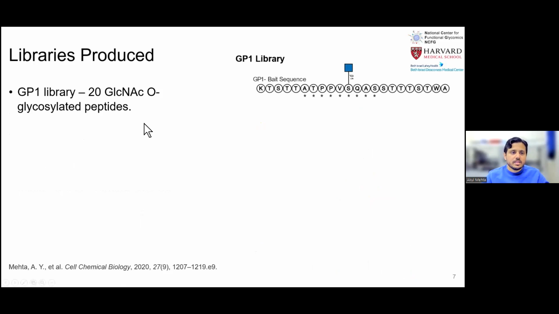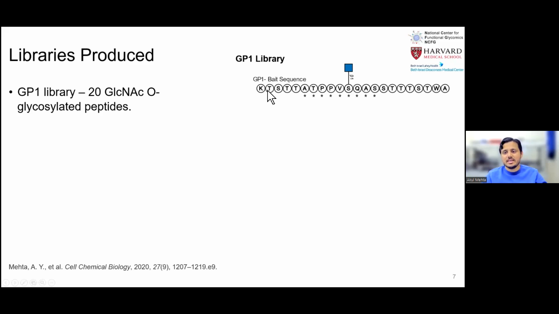So using this method, we produced several libraries. The first library which we started off with was a GlcNAc or glycosylated peptide library. And this was based on a bait sequence by Michael Boyce's lab. In this sequence, we tried to keep it simple, but at the same time, we underestimated the challenge because it turns out that GlcNAc beta 1 serine is very susceptible to beta elimination.